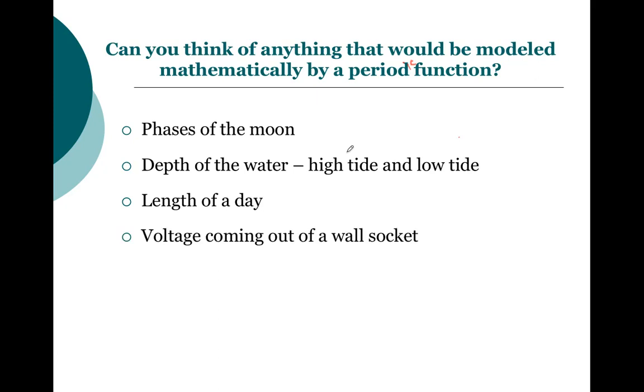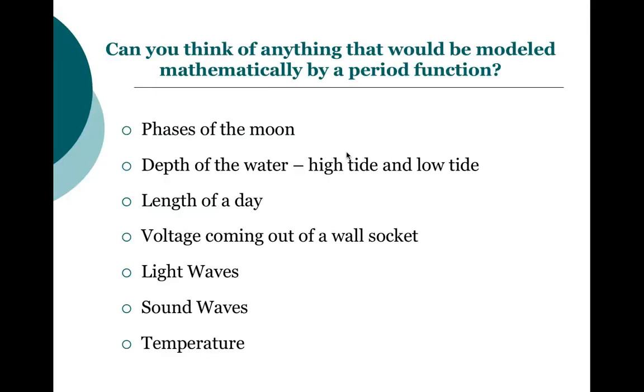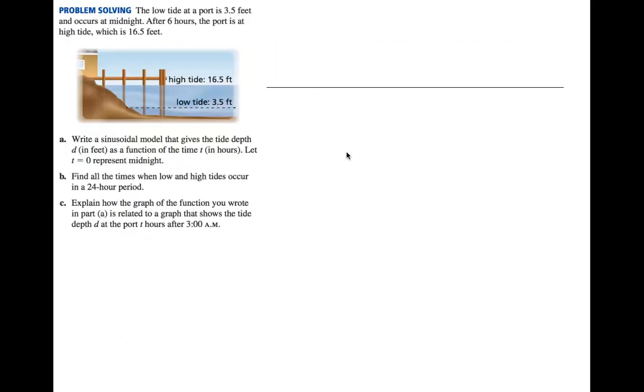Voltage coming out of a wall socket. Light waves. Sound waves. Temperature. Right? There's a lot of different things that vary sinusoidally. This is not an exhaustive list, obviously, so maybe you can come up with some more and keep thinking about them. Maybe you'll be able to use one in the future, maybe next week. And we're going to start with this problem right here. So I want to kind of introduce it with this problem.